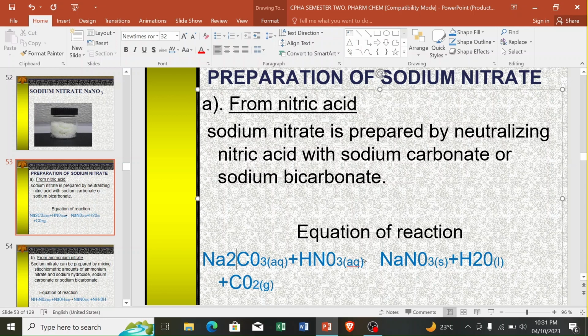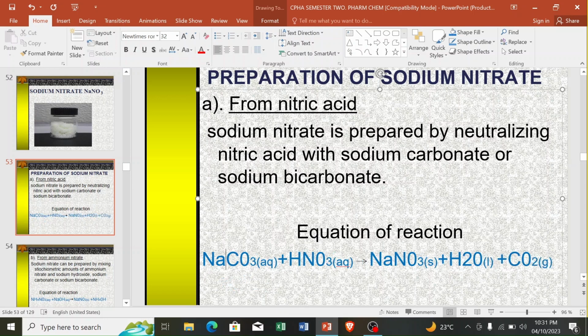So take that as sodium carbonate reacting with nitric acid to give us sodium nitrate. When you write down in your notes, make sure you put the 2 in the middle of sodium and carbonate to give you sodium nitrate. Nitrate has a valence of 1, and then sodium has a valence of 1. So we expect to see something like this. And then water and carbon dioxide gas.